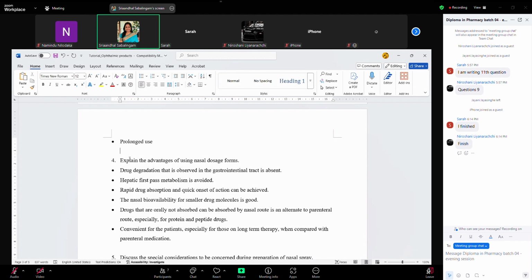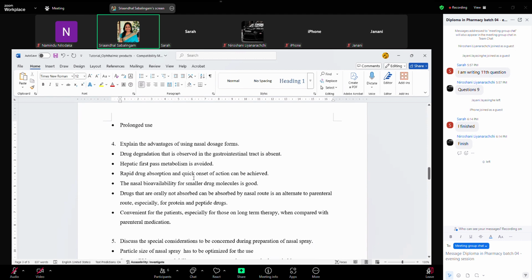It also bypasses the first pass metabolism and the gastrointestinal degradation, right? And it's a rapid absorption method, just like an inhaler, with quick onset of action. So these are the benefits. One more benefit: if you deliver some medicine through a parenteral route, that's an invasive method, where a sharp needle pricks your skin and is inserted, but this is a non-invasive and painless method, right?